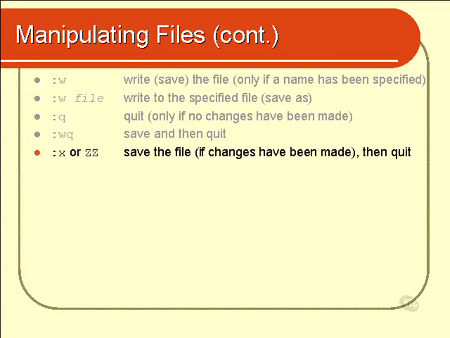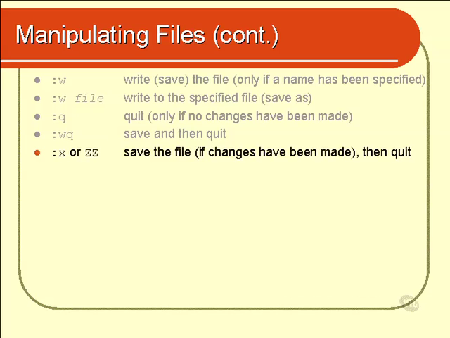Next option on our list is :X or ZZ. Now notice those are capital Z's, not lowercase z's, and notice also that you don't put a colon before either of the Z's. This is supposed to be one of the more user-friendly ways of exiting Vi, but I personally don't like it. What it does is it saves the file if you've made any changes, and then quits. And if you haven't made any changes, then it doesn't bother saving the file, it just quits.